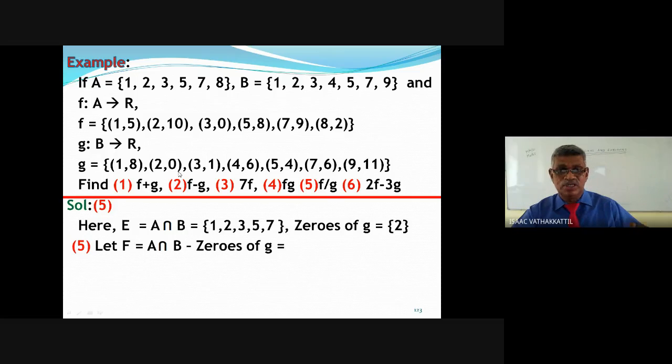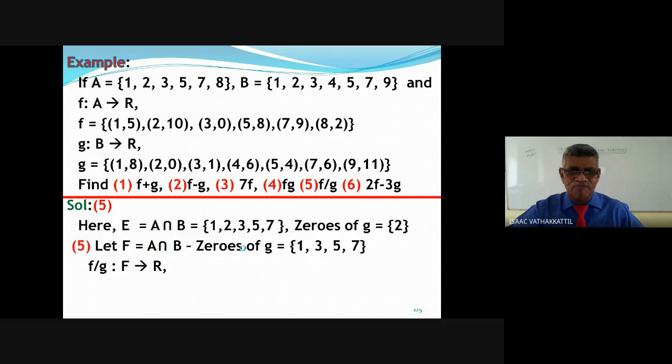What are the zeros of G? Only 2 is there. That is A intersection B minus 2, that means 1, 3, 5, 7. You know why this 2 is removed? Because G of 2 is 0. For the domain of F by G, it is A intersection B minus zeros of G, that is 1, 3, 5, 7.